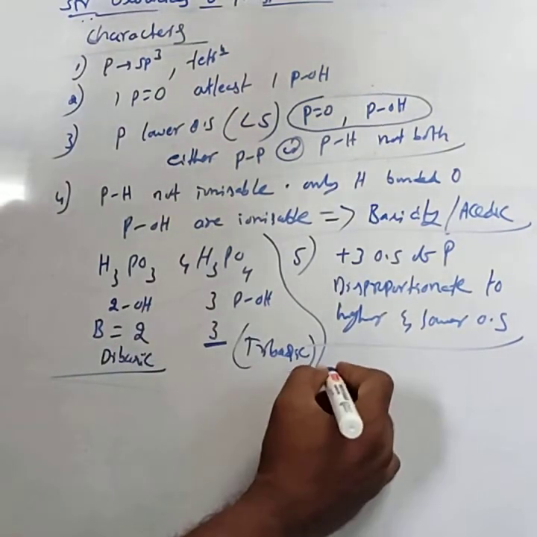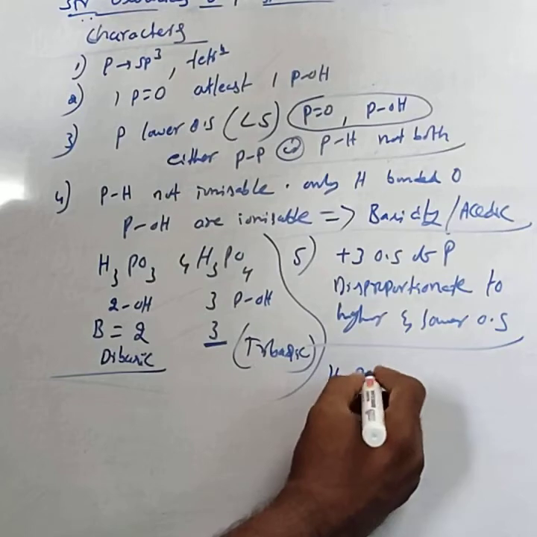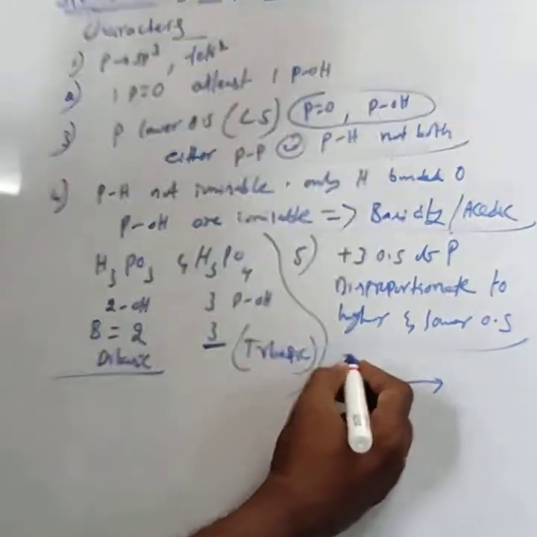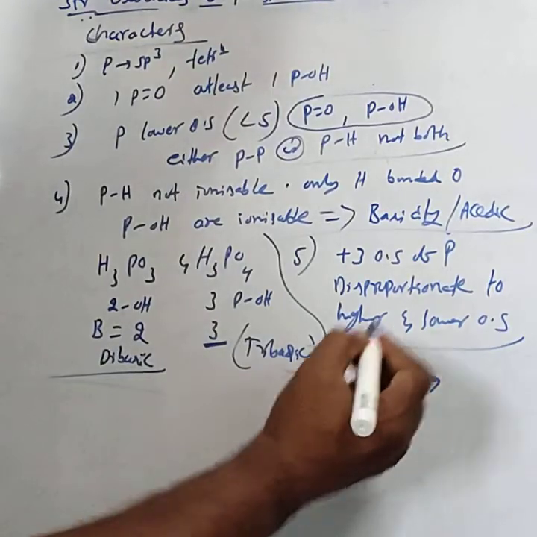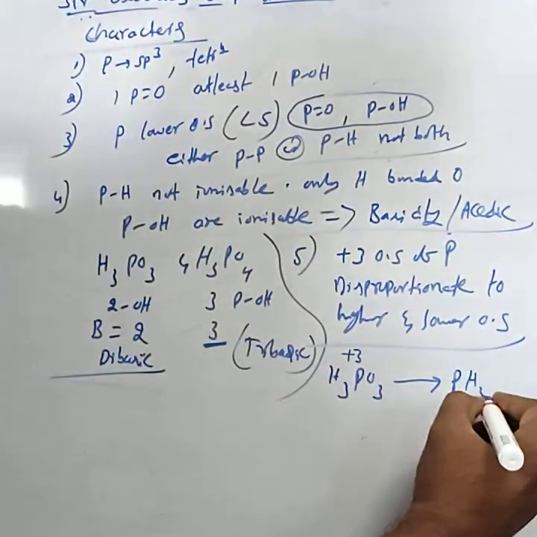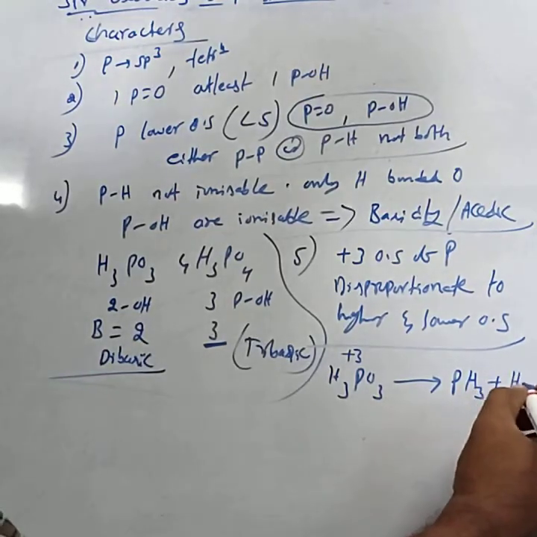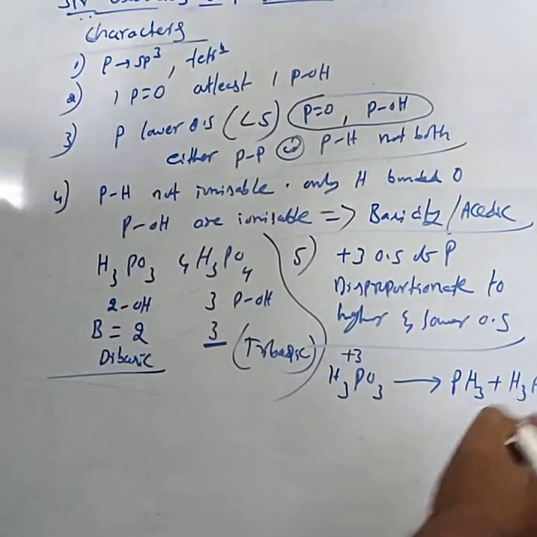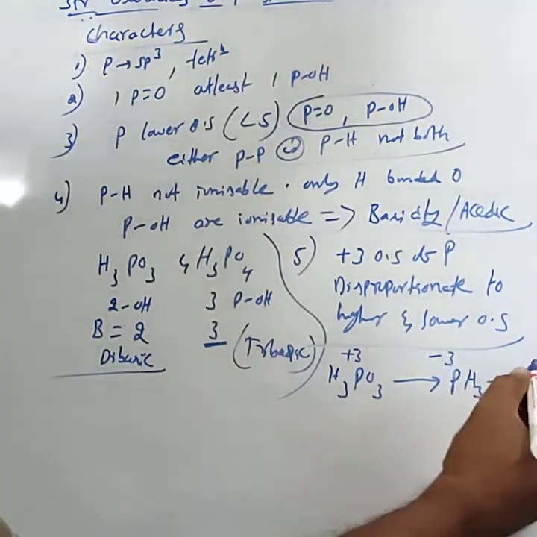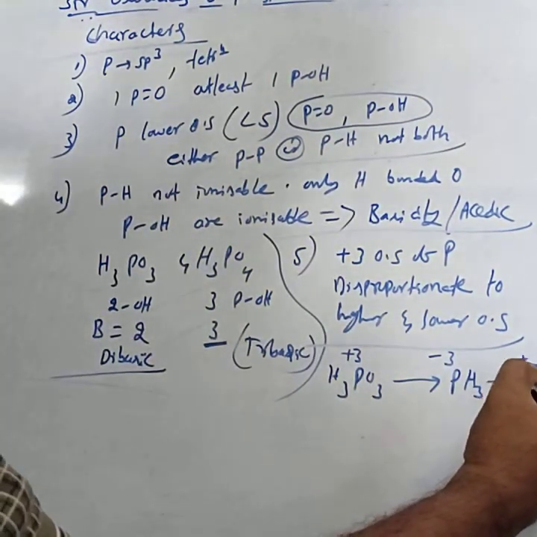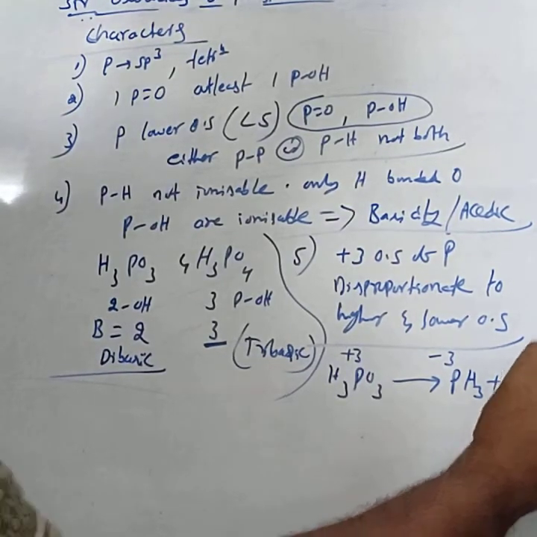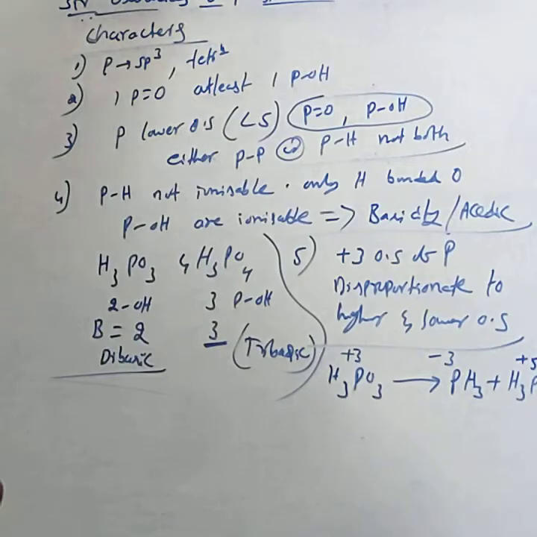For example, take H3PO3. In H3PO3, the phosphorus atom is in the +3 oxidation state. It disproportionates into PH3 and H3PO4. In PH3, the phosphorus atom is in the -3 state. In H3PO4, it is in the +5 oxidation state.